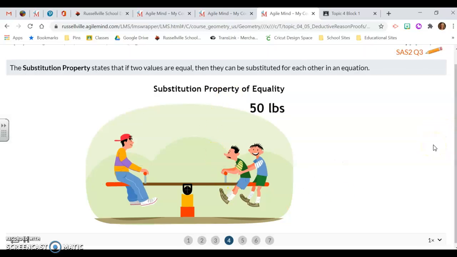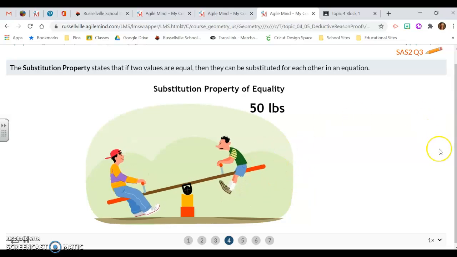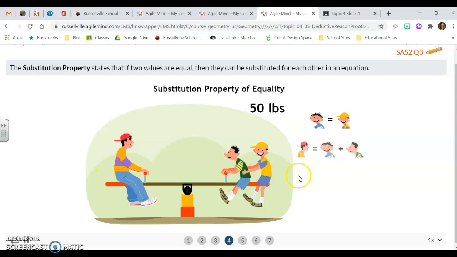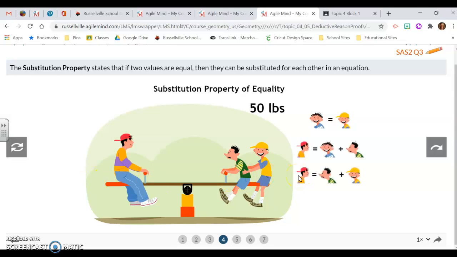The substitution property, so if I take that 50-pound guy off and I replace him with somebody else that weighs 50 pounds, that's still going to remain equal because we replaced him with something of equal amount.